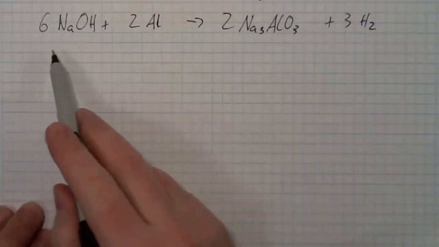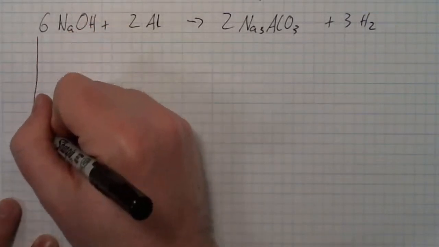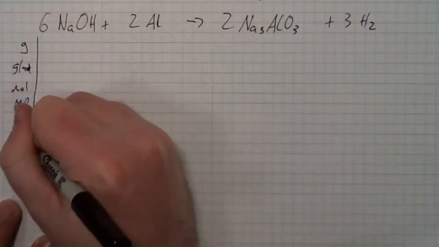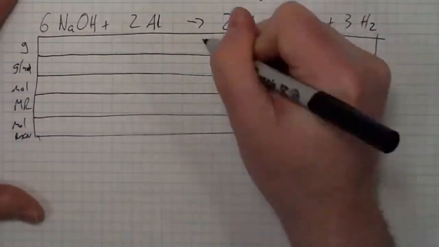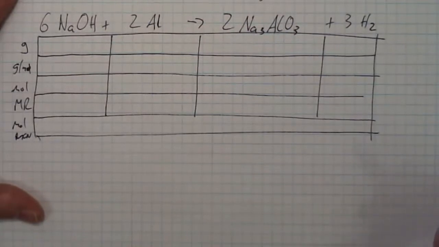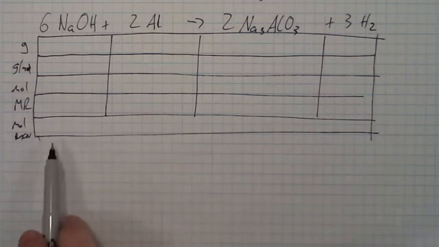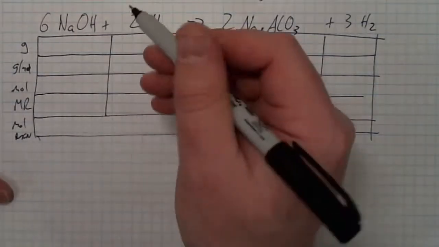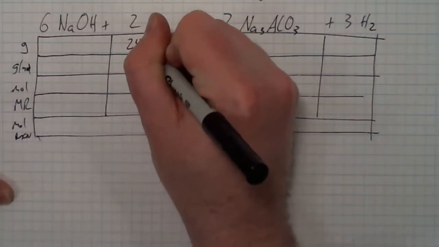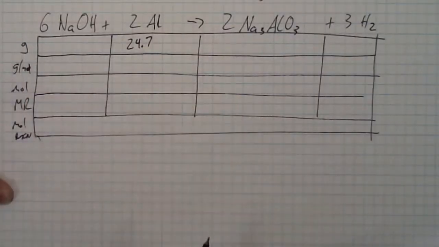Okay, so we've got our balanced chemical equation. Let's go ahead and I'm going to make the chart. All right, I've got the chart done. I left the mole of reaction the same because this is an ideal reaction, so these are all going to be the same. And then let's take what we know and fill it in. And what we know from the problem was that we had 24.7 grams of aluminum. So that goes there.